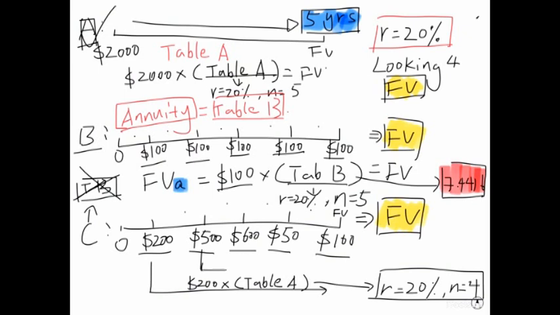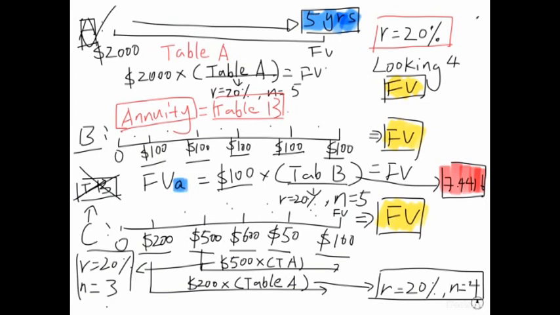And then for the second payment, you do exactly the same thing. You use $500 times table A, and this time we are plugging in an interest rate of 20%. It's not going to change. But the N is different. The period is different because in that case, it's going to be 3 periods to the future. So this time we're going to plug in N equals 3.